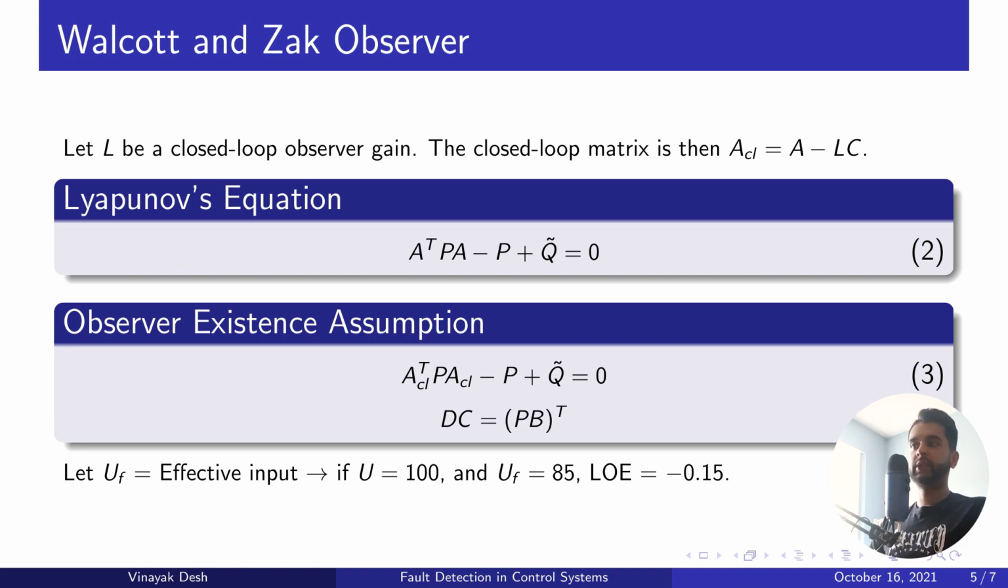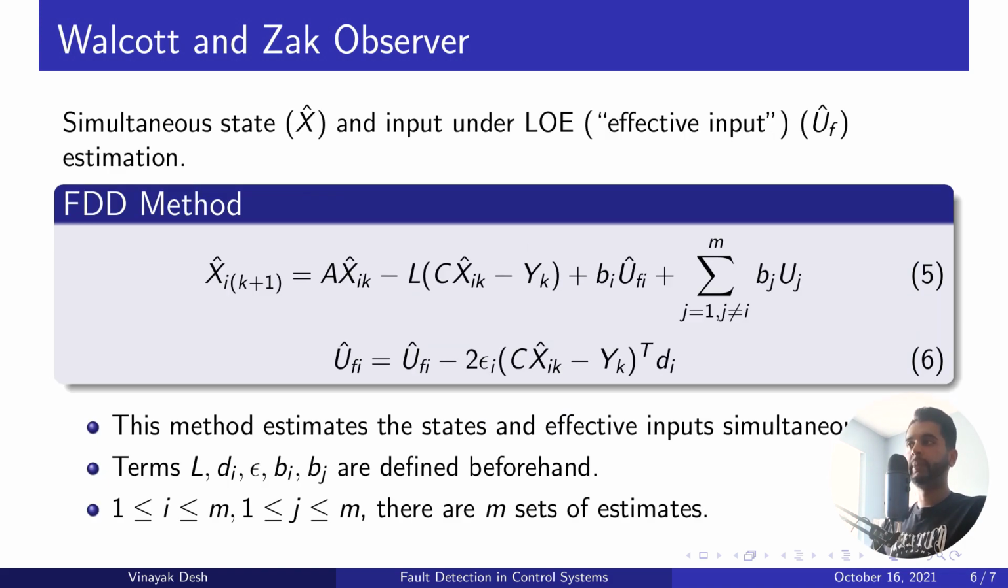Example there, if you see UF is equal to 85%, then you have a 15% loss of effectiveness. So you estimate your states and your faults, X and U. So U gives you the fault. So the effective input is U hat, UF hat. You use L, D, epsilon, B to get these estimates. You have multiple sets of them, which correspond to the number of inputs. I is from 1 to M, and J is also from 1 to M. So if you have, let's say, 5 inputs, then you will have 5 sets of these, and you can use any one of them for your feedback, because the states are obviously for feedback, right?